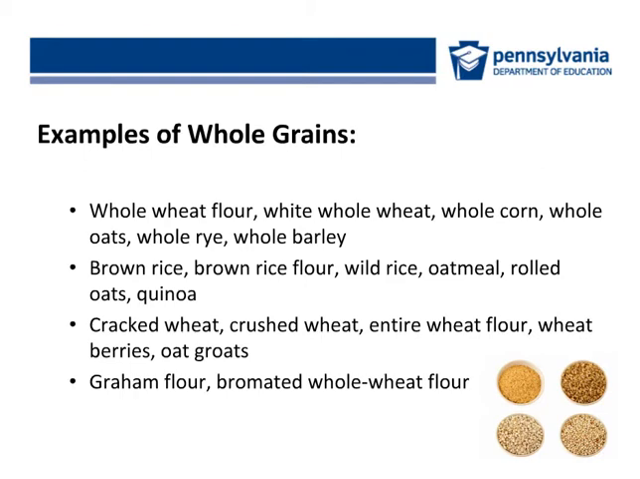We can recognize some whole grains simply because of the form in which they come. An example would be brown rice, another would be wild rice, and oatmeal. Some others you might see are cracked wheat, crushed wheat, and entire wheat flour, and some other indicators are grains that contain berries or groats. There's more examples, and you can find these in your whole grain resource on page 6.